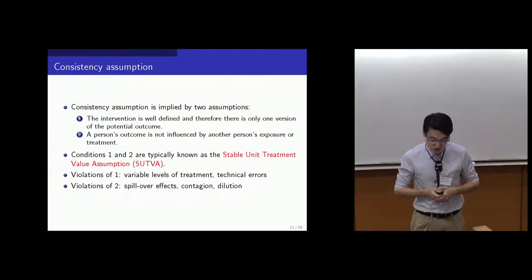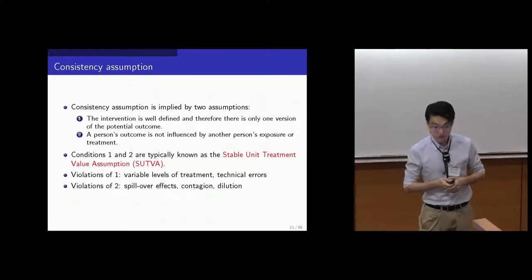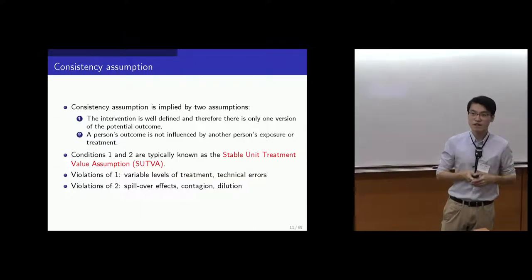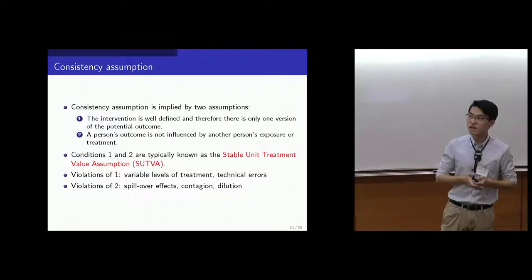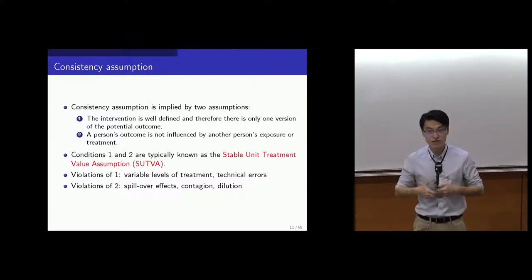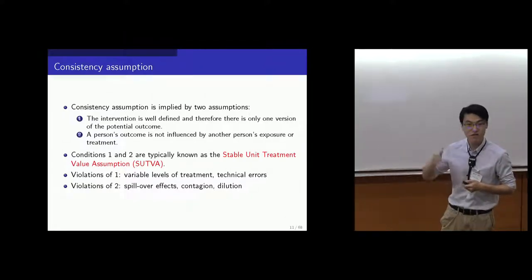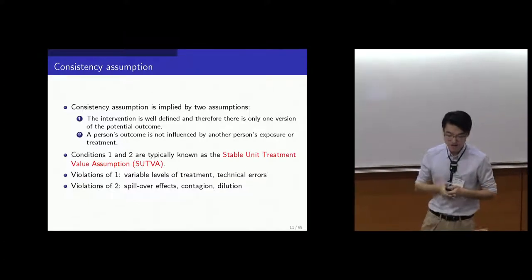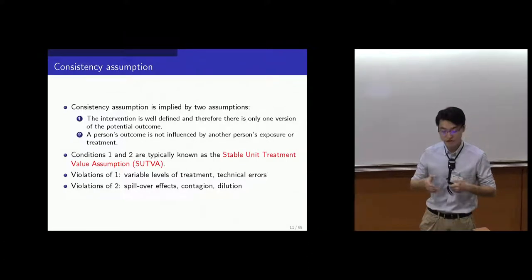And violations of two are very common also. For example, spillover effects, right? So especially in a community, if other people are immunized against a disease, then I will be conferred additional protection as well, right? Because of the protection that has already been offered to other people. So in that case, the causal effect might be influenced by the treatment status of other people in the community.